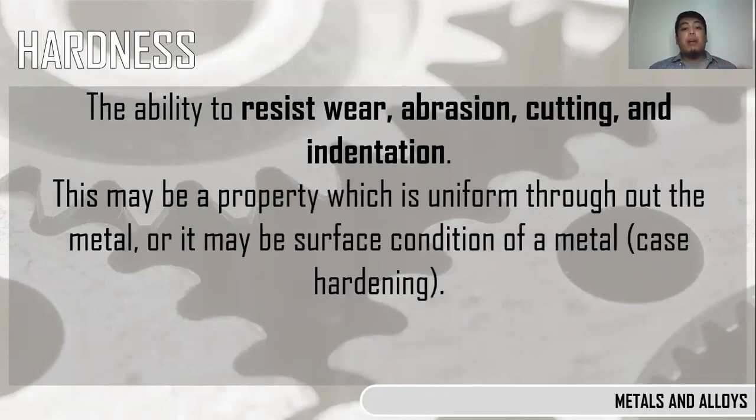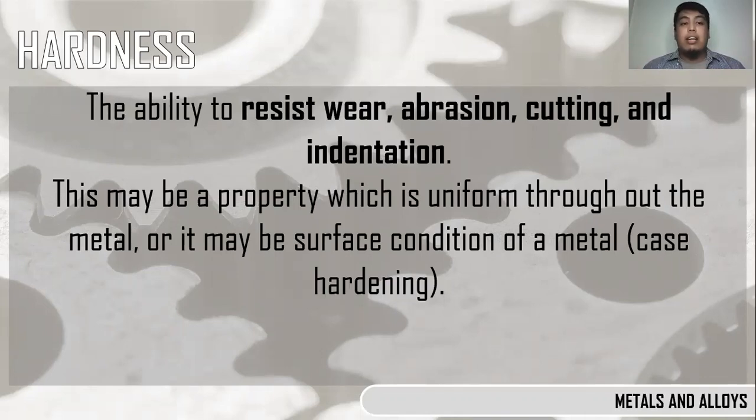So it may be a property which is uniform. You will see that the whole metal itself is hard. Or this hardness may depend on its outside, its surface. Because there are times when what we do is just harden the surface. We call it case hardening. But the inside is not truly hard. And we call that, yes, your case hardening.